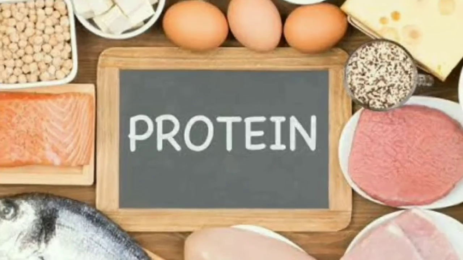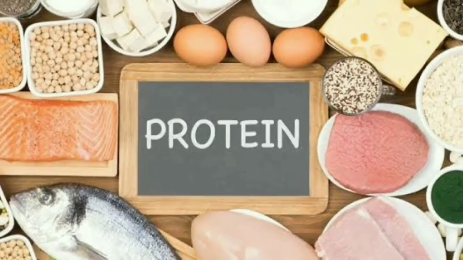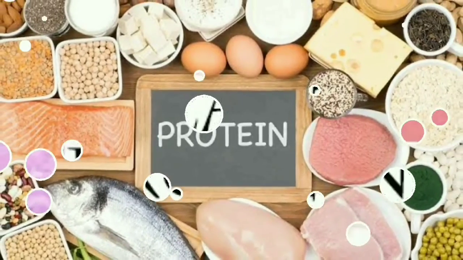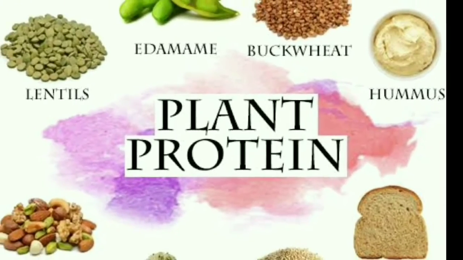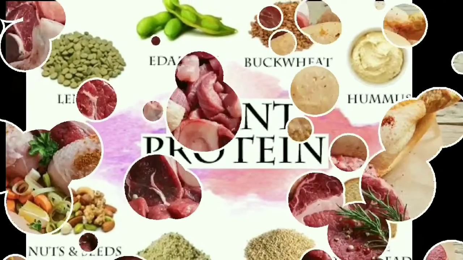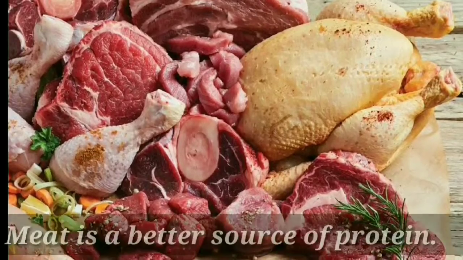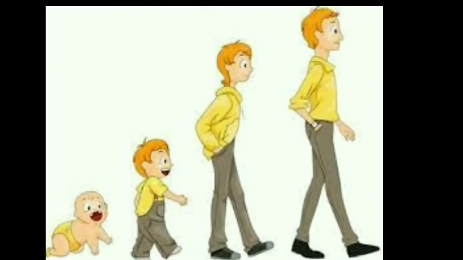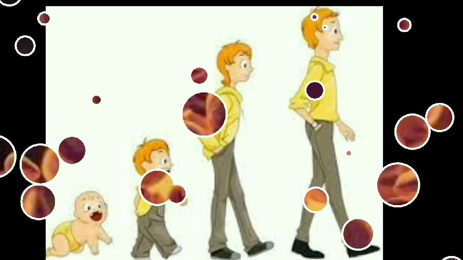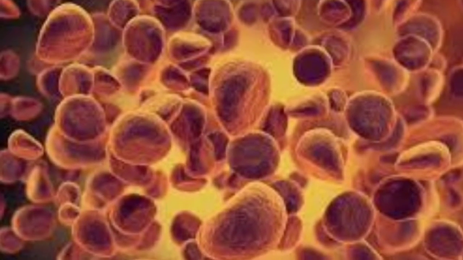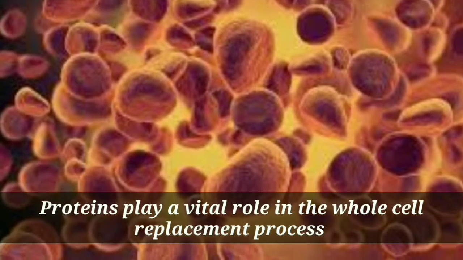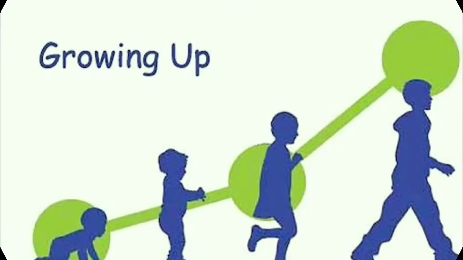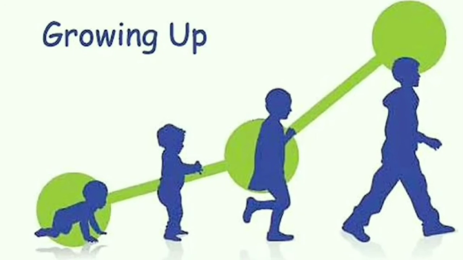Proteins are animal source foods that include meat, eggs, fish, and also cheese. Whereas plant sources of high food in proteins include beans, nuts, and legumes. Meat is a better source for protein, and we need protein for growth and also for repair of tissues. Protein plays a vital role in the whole cell replacement process. And that is why proteins are very important for you when you are growing and even after you stop growing.